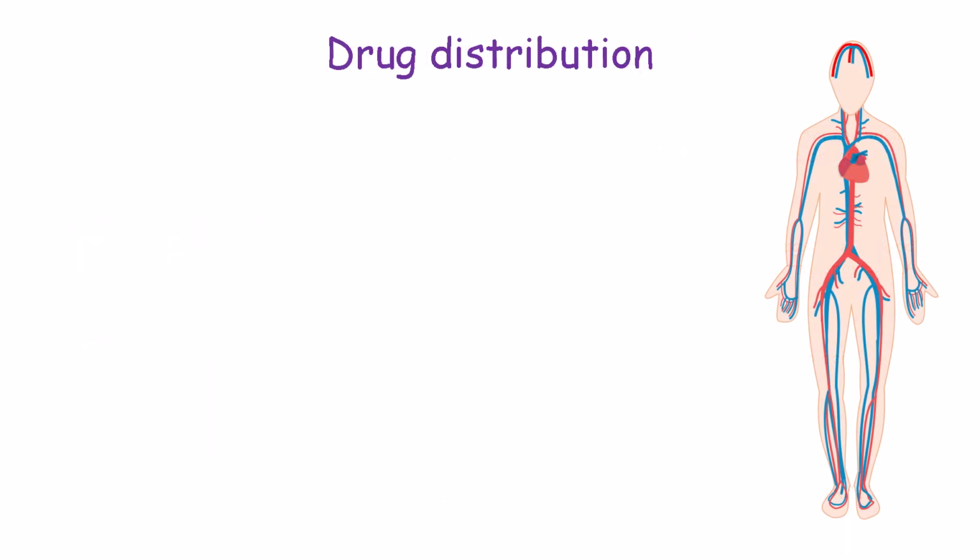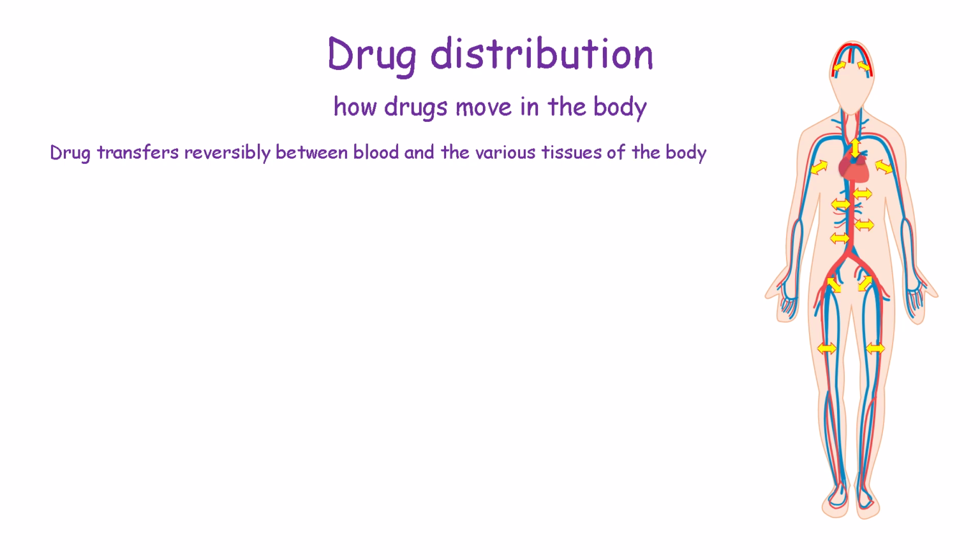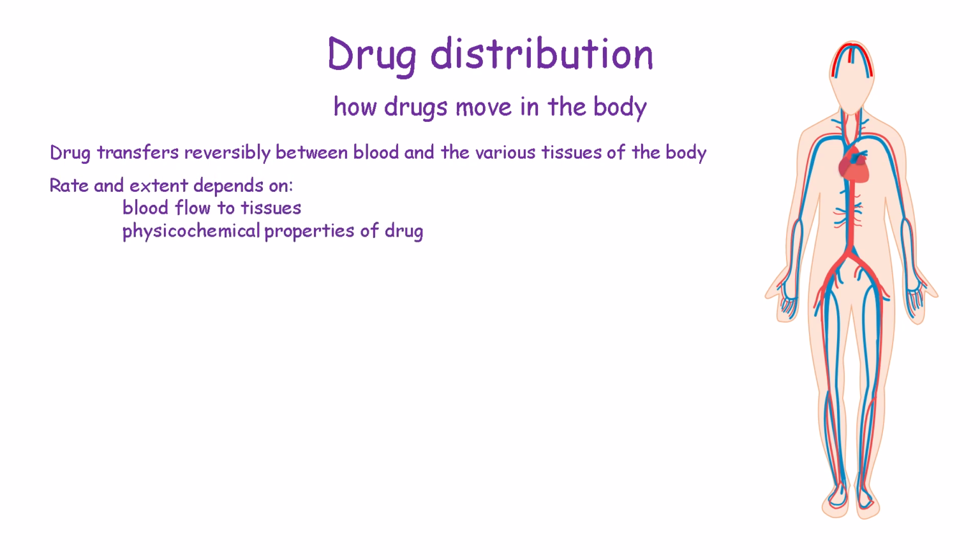Drug distribution is how drugs move in the body on their journey from the bloodstream to their targets in the tissues and organs. The efficacy or toxicity of a drug depends on its distribution in specific tissues. Drug transfers reversibly between blood and the various tissues of the body, but the rate and extent of transfer depend on blood flow to the tissue and the physicochemical properties of the drug.